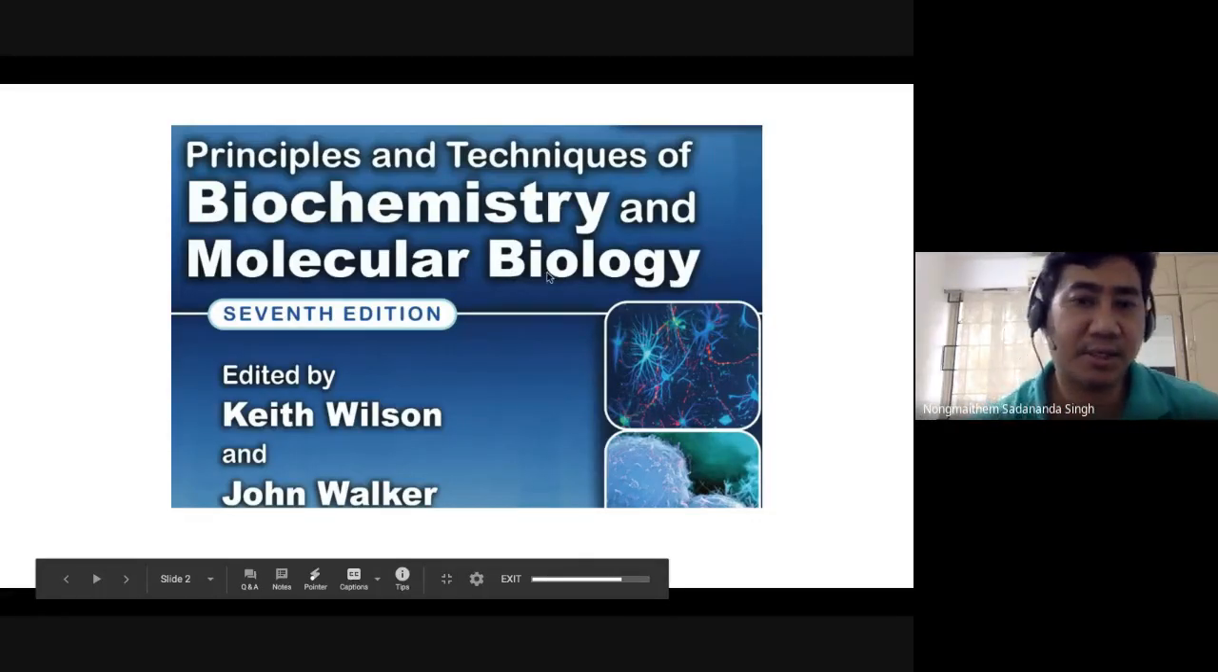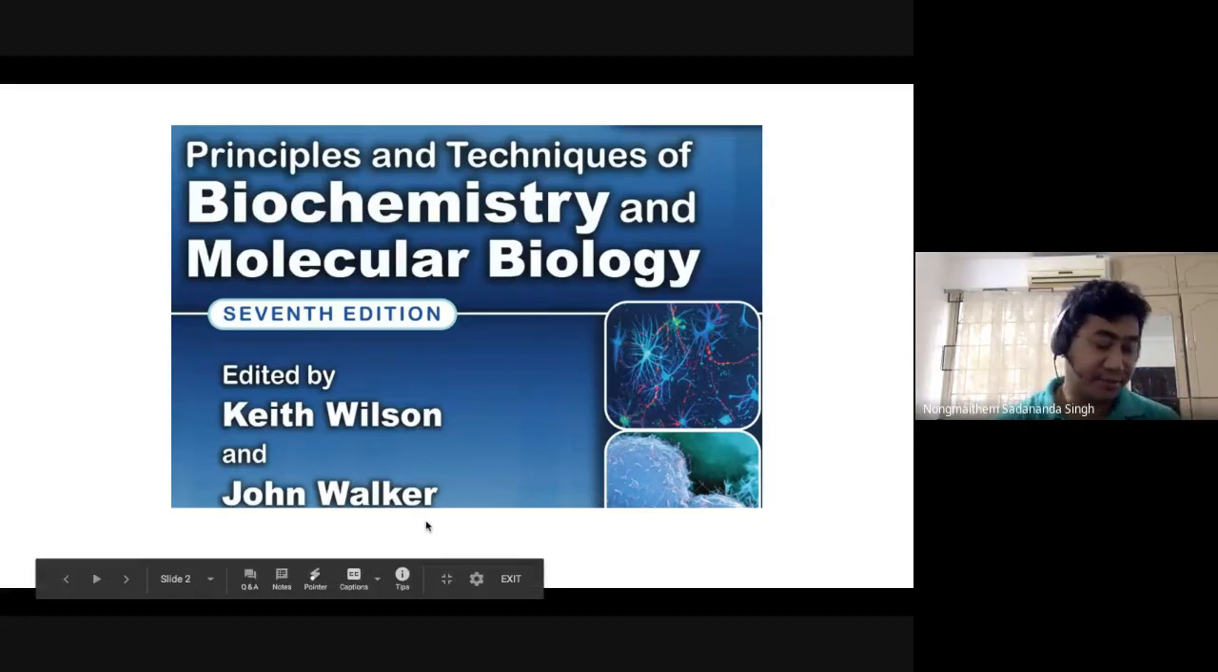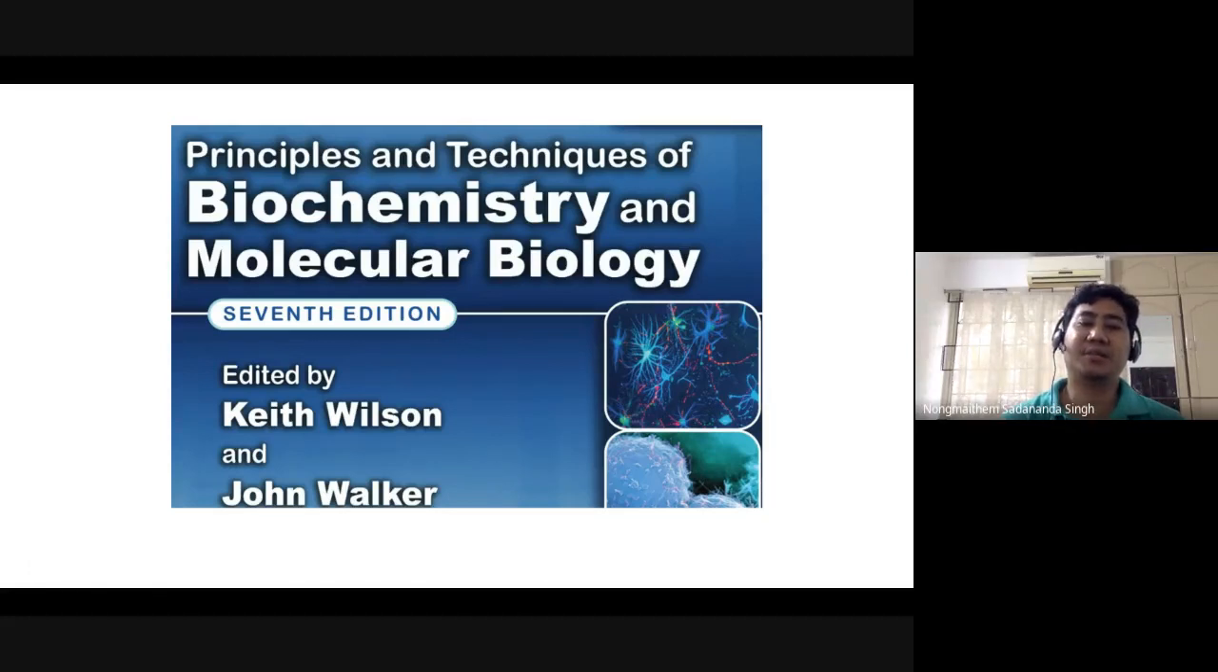So most of what we are going to talk about today is from this book, Principles and Techniques of Biochemistry and Molecular Biology, by Keith Wilson and John Walker. So most of the stuff is from there. You can get a PDF copy of this book online. You can search for it and get the PDF copy easily. If it is very difficult to find, then you can contact me and I can share the PDF copy, but you can just search also.